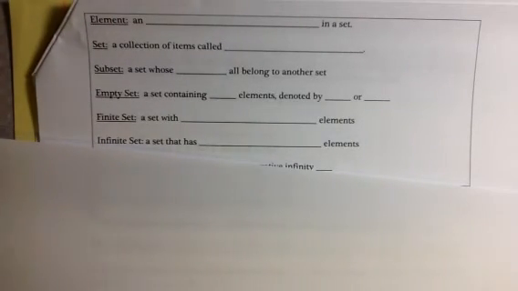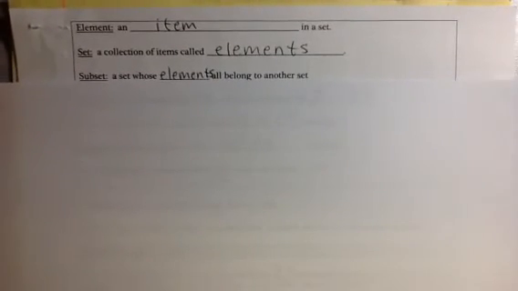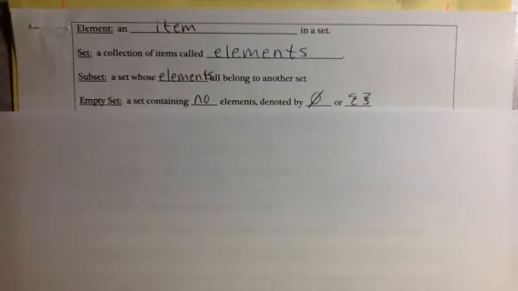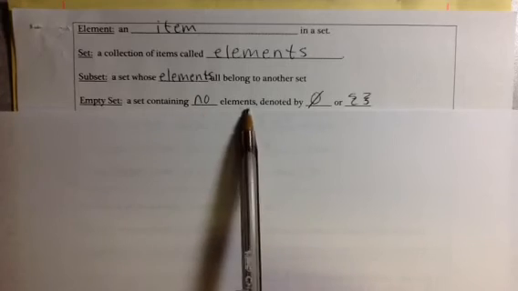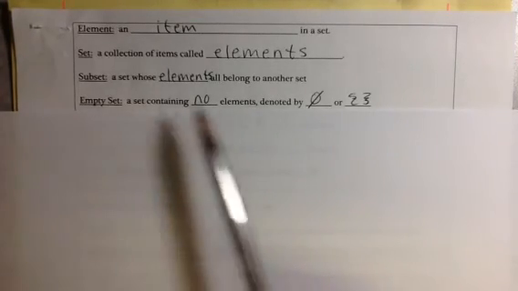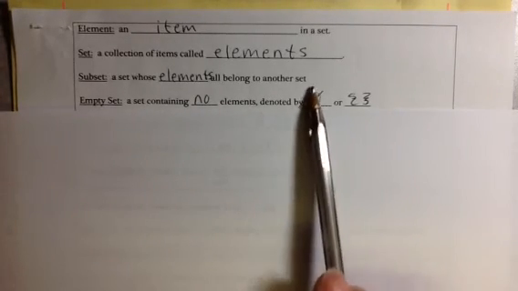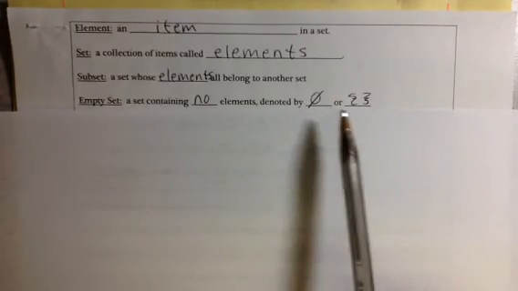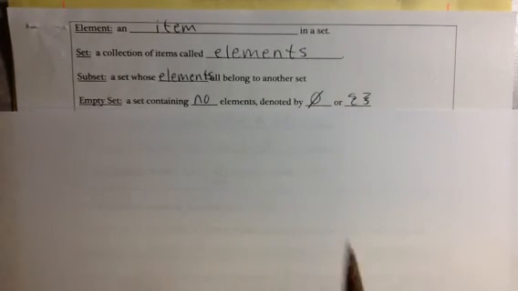An element is an item in a set. So let me just do this here. I have this one filled out. An element is an item in a set, and a set is a collection of items called elements. A subset is a set whose elements all belong to another set. And an empty set is a set that contains no elements, which makes sense because it's empty. You can either represent that by a 0 with a line through it or a slash through it, or with braces and nothing inside.